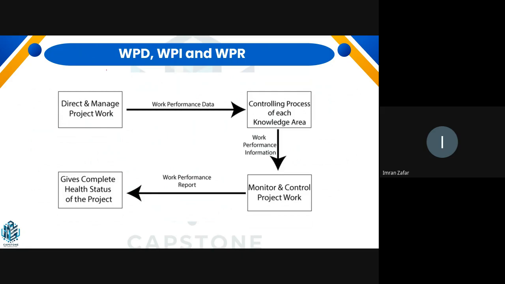Work performance has three things in it. The first one is work performance data, which is WPD. The second one is work performance information, and the third one is work performance report.